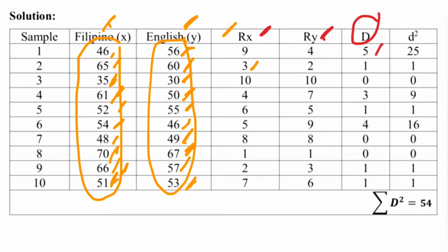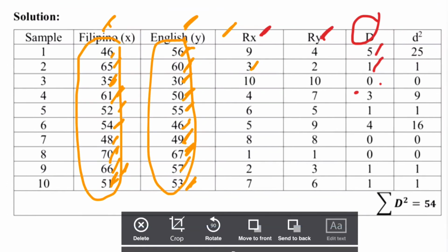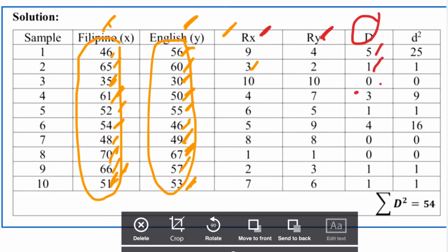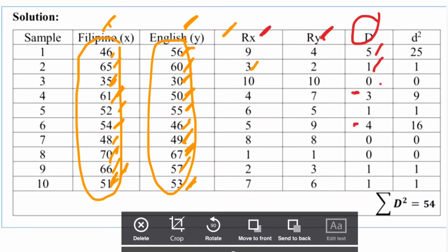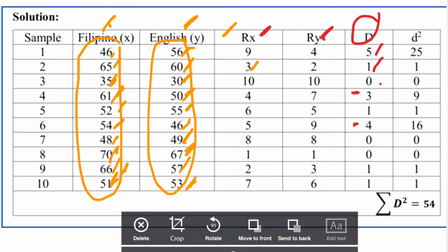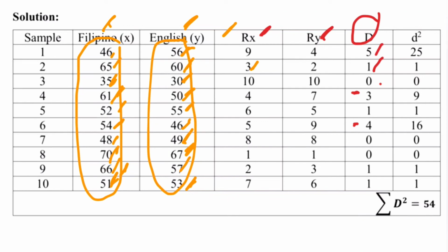Okay, 9 minus 4 is 5. Check. 3 minus 2 is 1. 10 minus 10 is 0. 4 minus 7 is negative 3. Okay, tandaan natin, this is negative 3, sorry. So that is negative 3. 6 minus 5 is 1. 5 minus 9 is negative 4. Then, 8 minus 8 is 0. 1 minus 1 is 0. 2 minus 3 is negative 1. 7 minus 6 is positive 1.